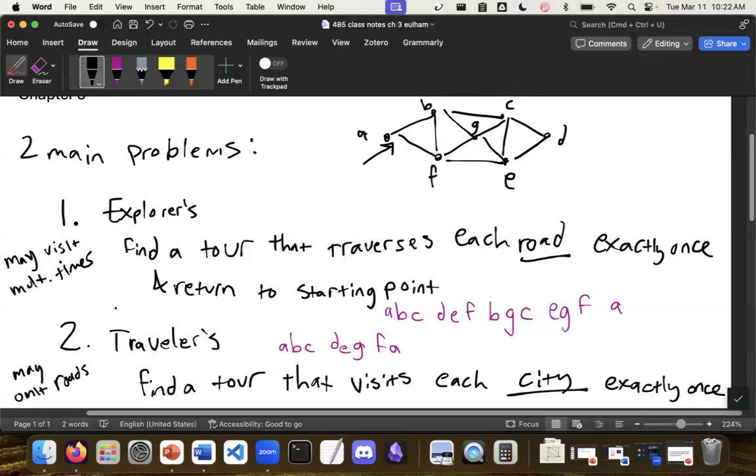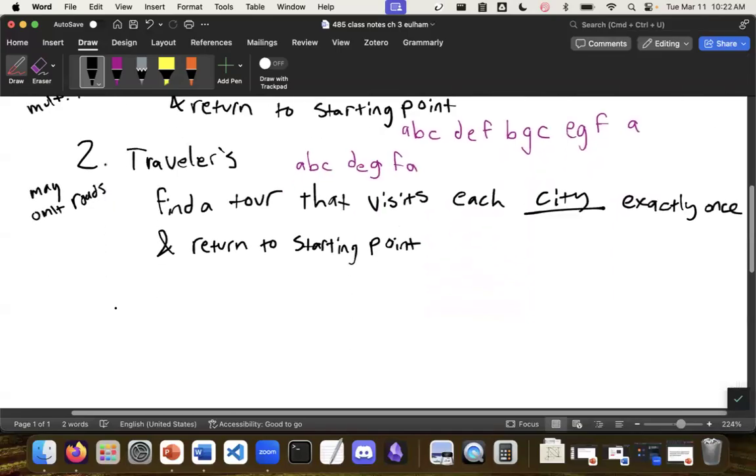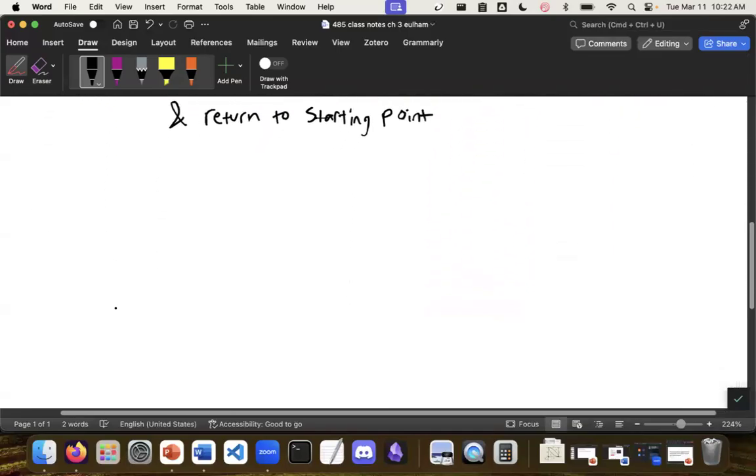Okay. So let's look at these in graph theory terms. The thing that we're going to assume for these graphs is that the graph is simple and connected. That's our assumption. So no multiple edges, no loops, and it's just all one piece.